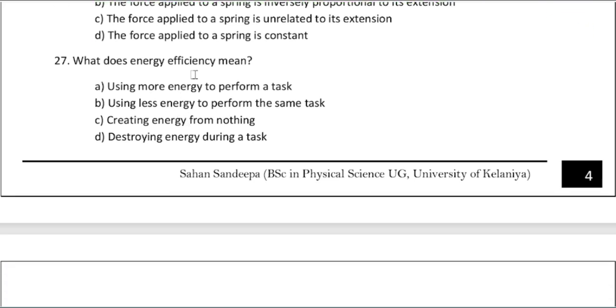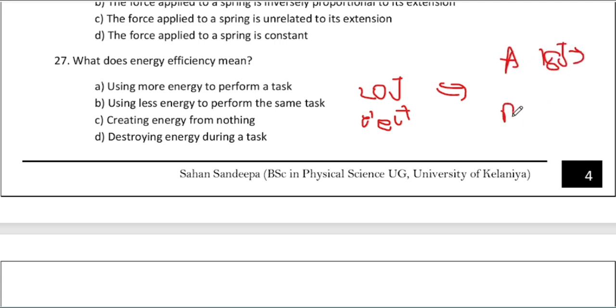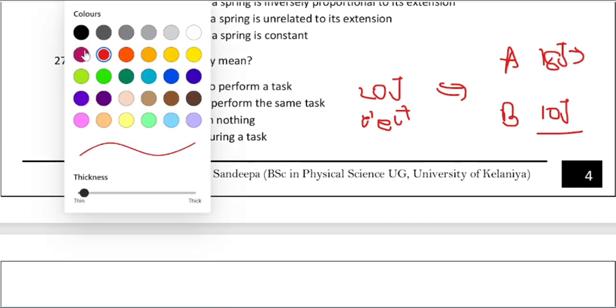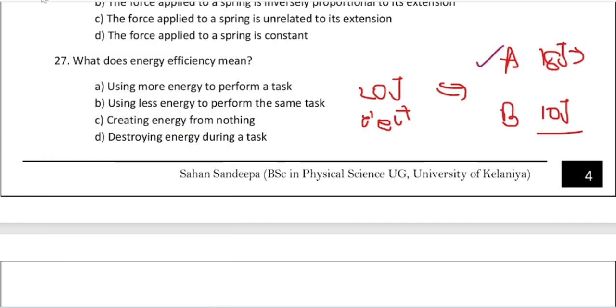What does energy efficiency mean? You know that the bulb takes 20 joules of electricity, right? Bulb A does a job of 18 joules as light. Bulb B does a job of 10 joules as light. The other things are converted to thermal energy. You need a light source, not a thermal energy source. So bulb A is the efficient one. Bulb B is not efficient.